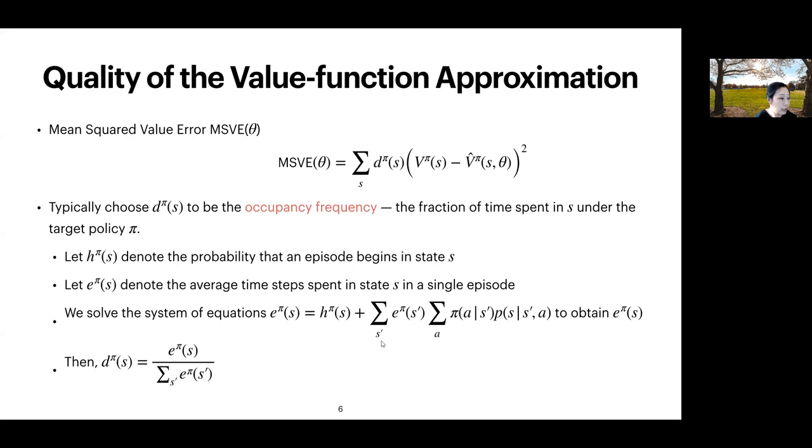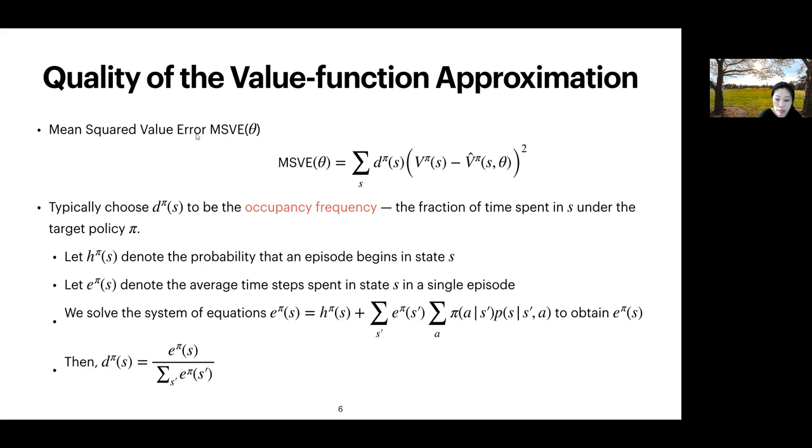Oh, by the way, I didn't finally say that d pi of s is just a normalized version of these E pi of s, right? Because it's a probability vector, you essentially want to normalize this so that they sum up to one. Okay. So is this clear? The takeaway message of this slide is that to measure the quality of the value function approximation, usually we'll use the mean squared value error, MSVE, for theta. Of course, this will be evaluated differently for different theta.